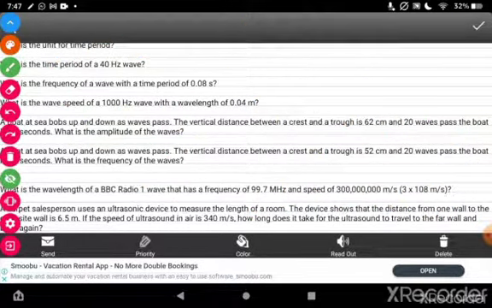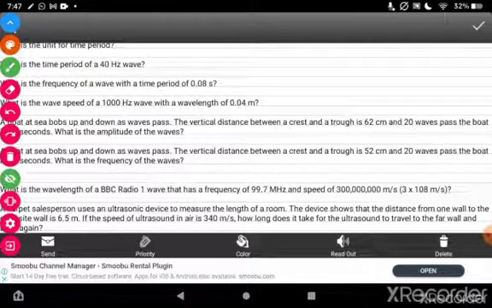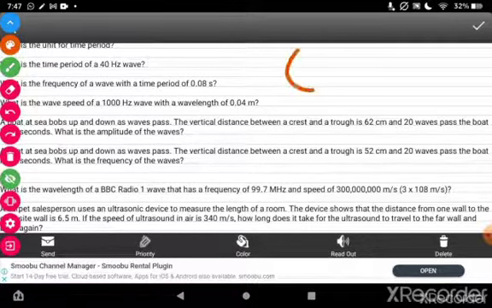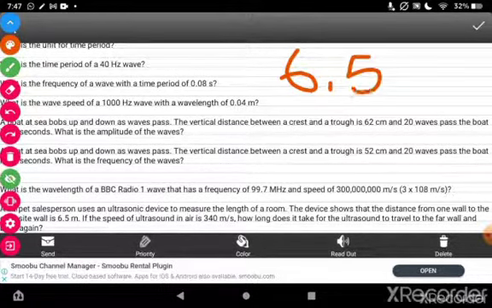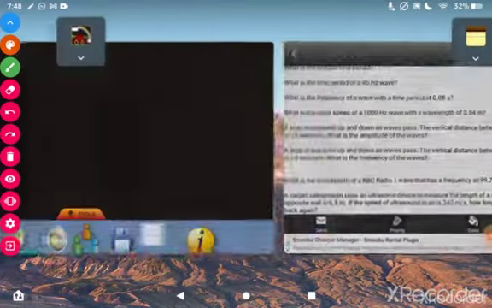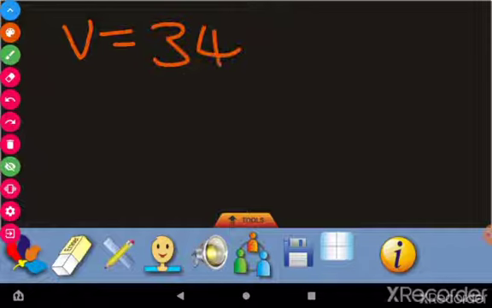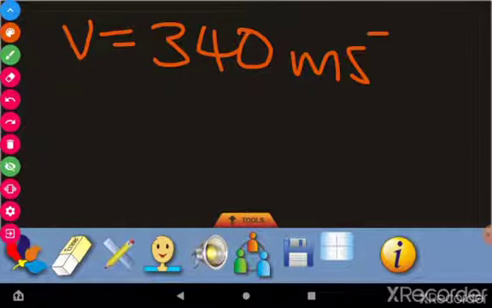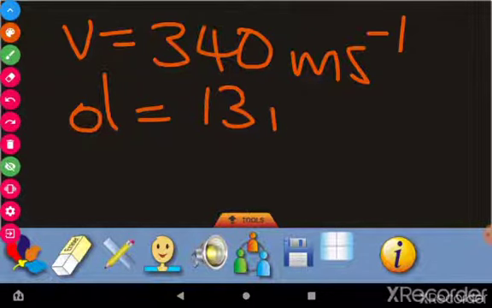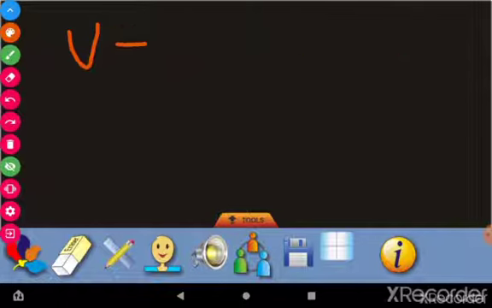In order for this ultrasound to travel to the wall and back, it would have to travel double the distance. So it traveled 6.5 times 2. Sorry about that. Yes, so we're working with ultrasound. So this should actually be 340 meters per second. Now if we travel the total distance of 13 meters, how long did it take to travel a total distance?